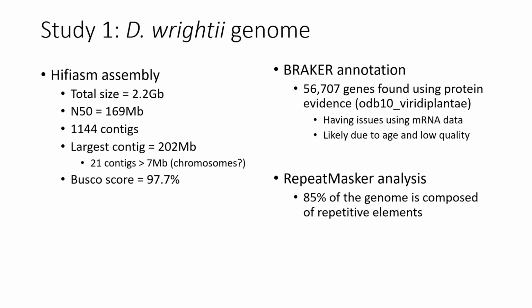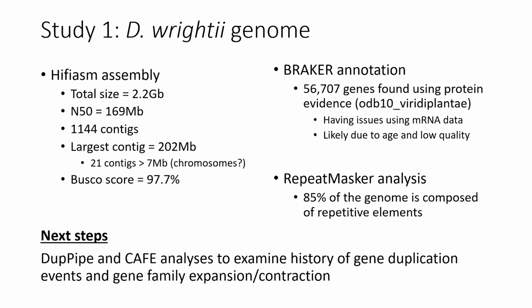And the RepeatMasker analysis found that over 85% of the genome is composed of repetitive elements, which is not unusual to see in a large plant genome like this. And so the next steps that I'm working on currently are to use the DupPipe and CAFE analyses to look at how gene duplication events and gene families have expanded and contracted within this genome.